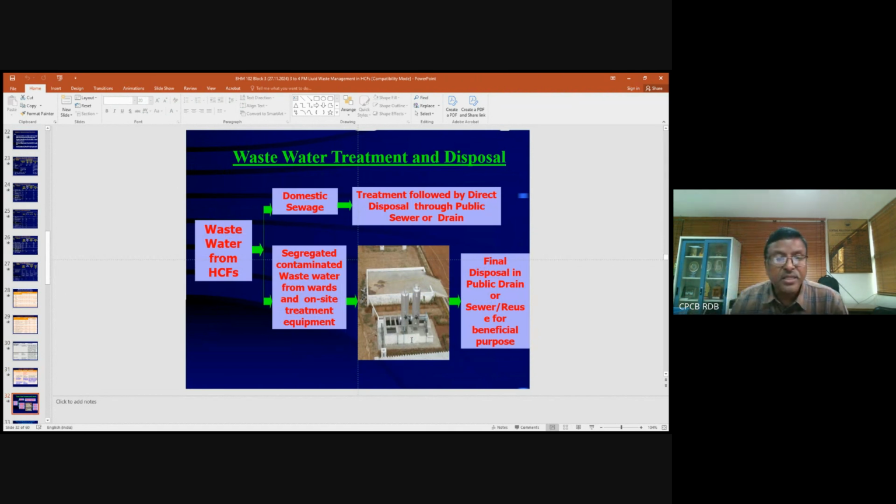What are the various technologies that we can expect? Generally, the wastewater from healthcare facilities has to be divided into two parts: domestic sewage and segregated infected wastewater from hospitals. Domestic sewage can be discharged into a drain. Direct disposal through public sewers or drains is permitted, whereas the infected liquid waste generated from hospitals has to be treated properly using conventional methods. Then the treated wastewater can be discharged into the drain so that this water can go for further treatment through other methods connected with the end of pipe treatments.